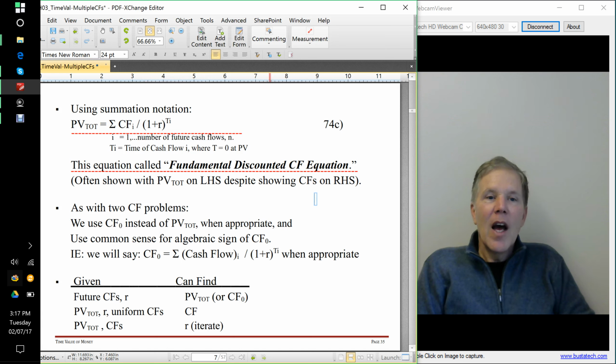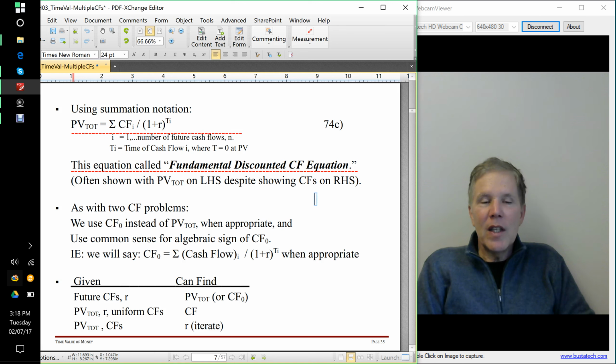Okay. Another thing to note about 74C, if we go back up here and just think about the algebraic terms in it for a little bit, is that if we are given the future cash flows, so we know all the CFi's, and we know the discount rate r, then clearly we can solve, without much trouble, for PV tote or CF0. That's what we did in the first little example we looked at, okay?